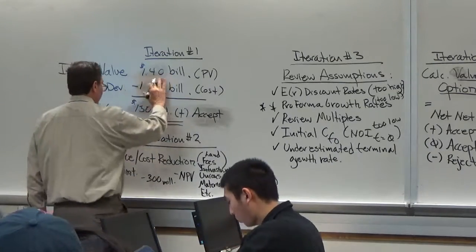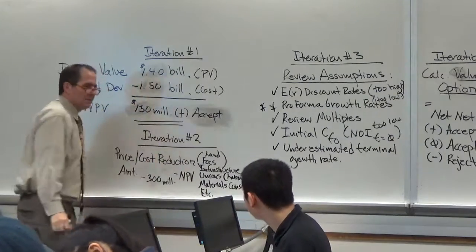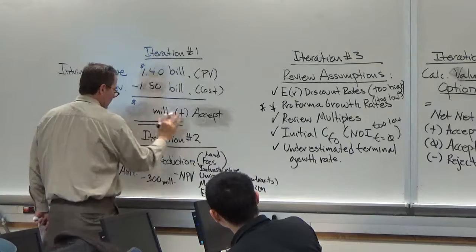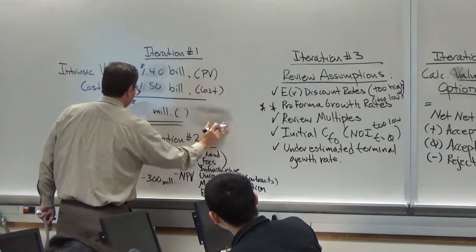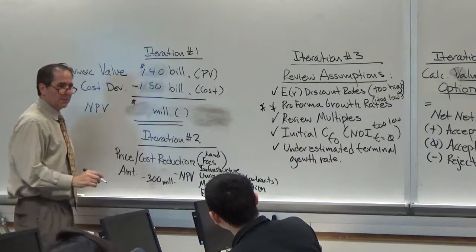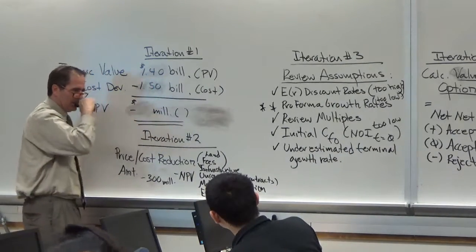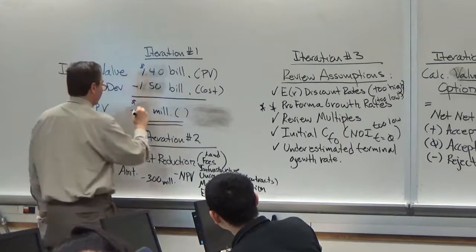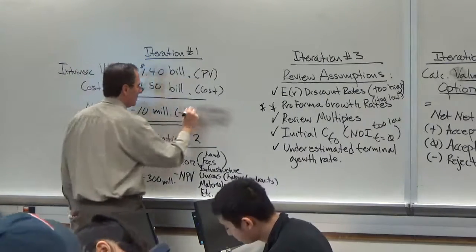Positive. What if the construction cost goes up to 150? What would be the net present value? It's negative 10 million. Got it. Would you accept or reject? Reject.